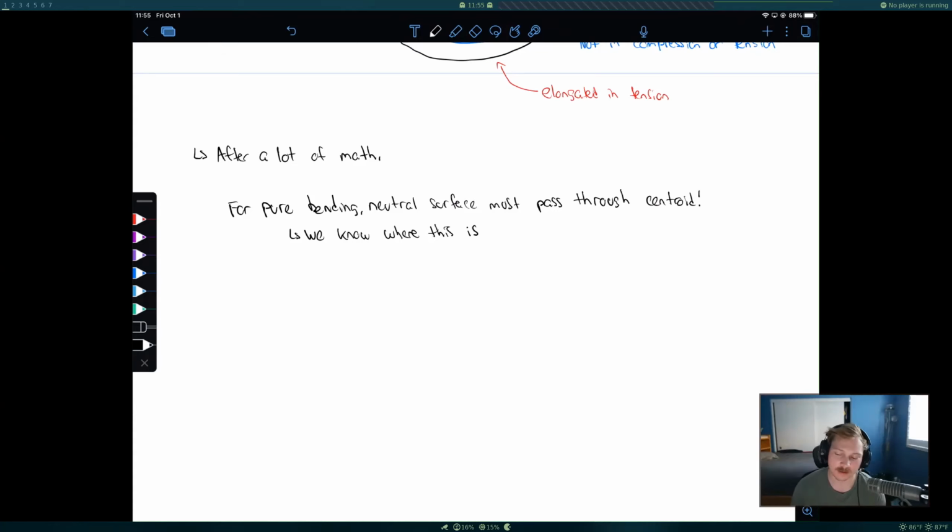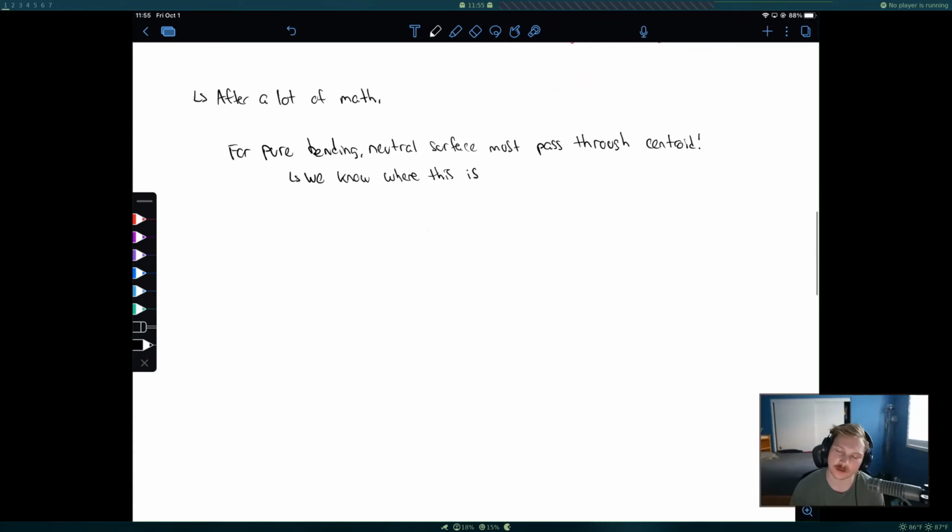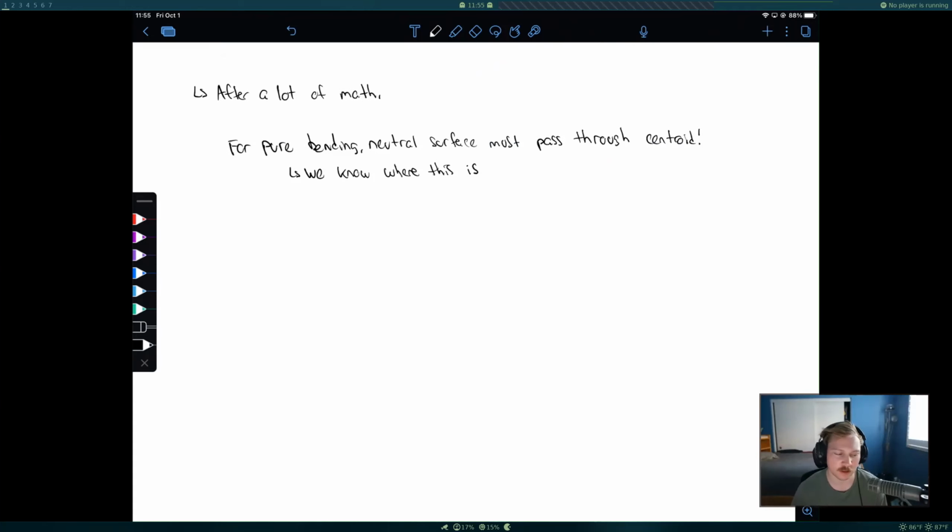Yeah, it's the centroid at the initial position. Yeah, that's a good point. Because it will be different technically once we start applying stress.